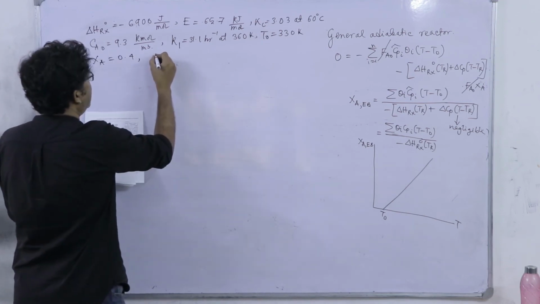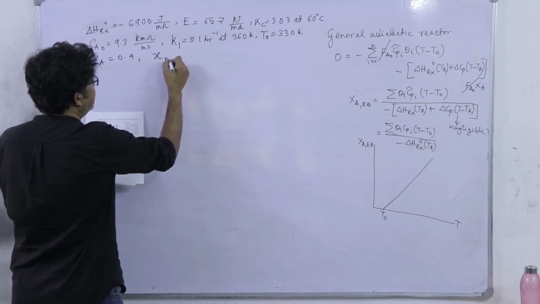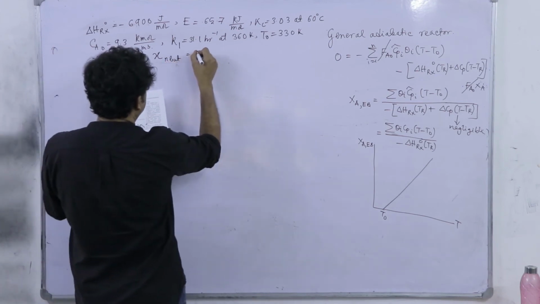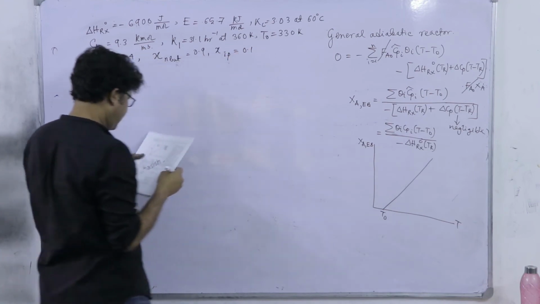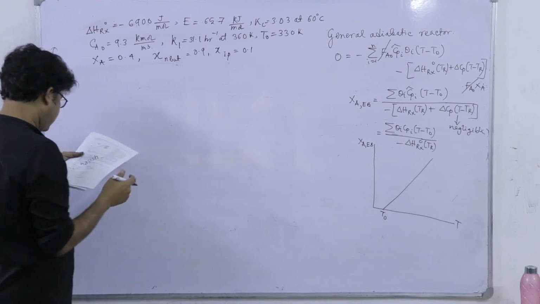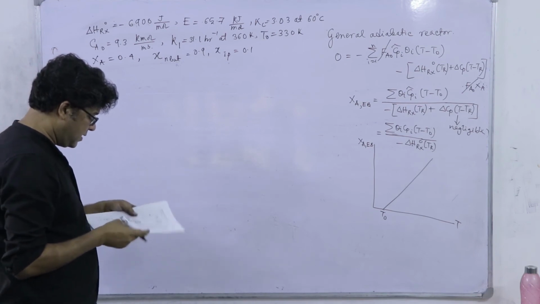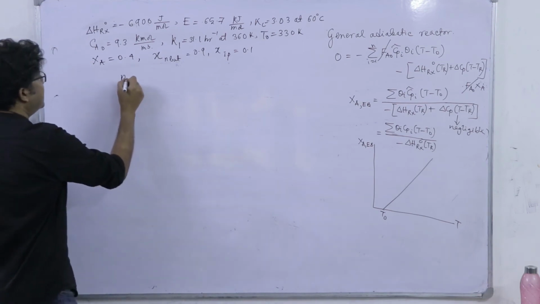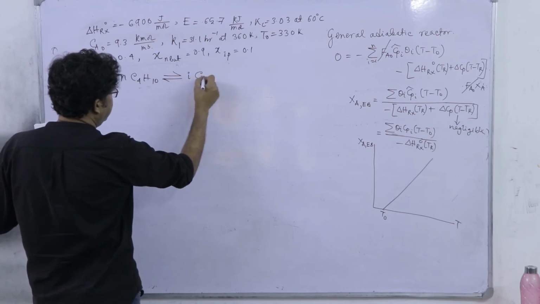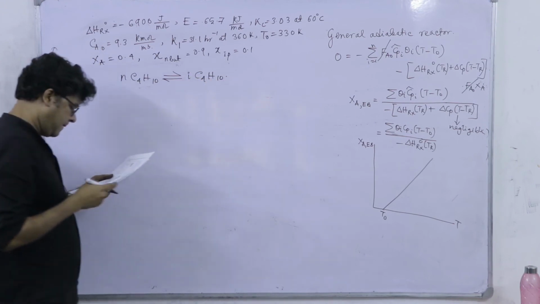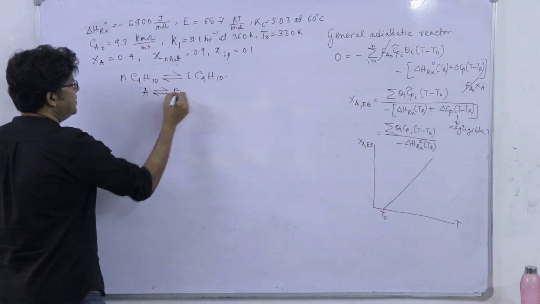So the initial mole fraction of n-butane is 0.9, i-pentane is 0.1, and the Cp's are given. Cp for n-butane, i-pentane and i-butane are all given. So what is the reaction? n-C4H10 is a reversible reaction to i-C4H10. So that is A, reversible arrow B.